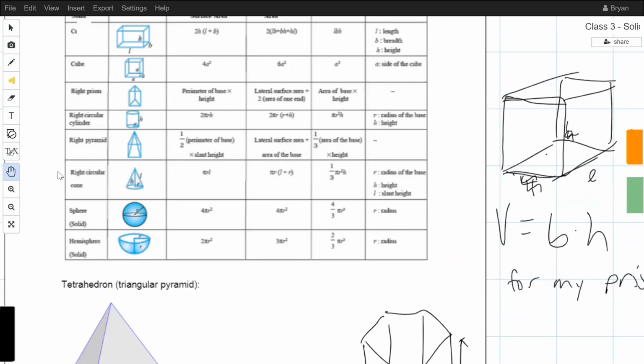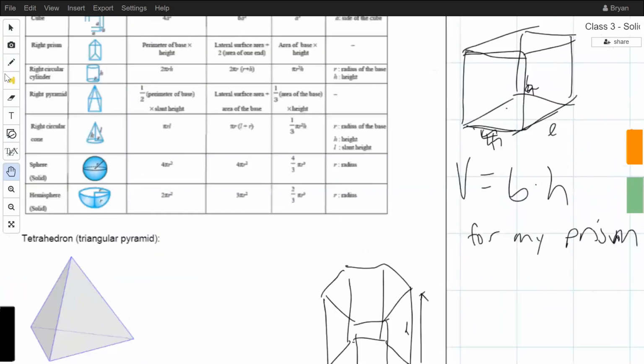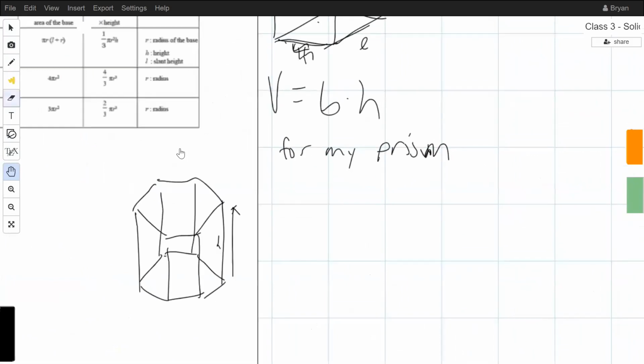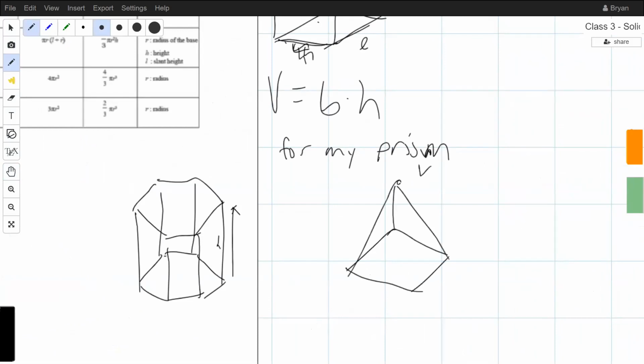The next one I want to talk about is the pyramid. The pyramid is almost like a 3D kind of triangle, where you have a base of any shape and then a single vertex point V that is connected to each of the points on the base. You would find the volume of this shape by doing base times height over 3.